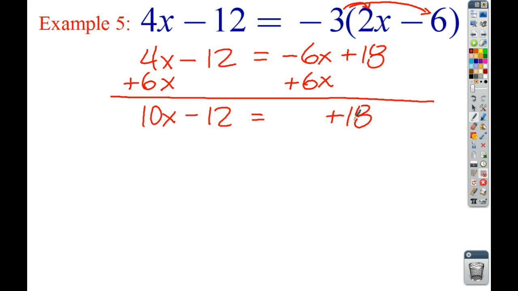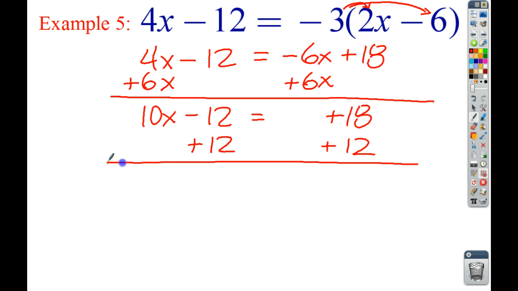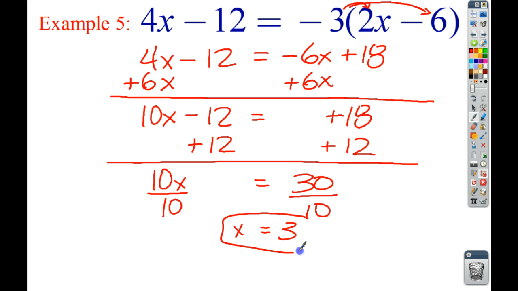All right, now I'm going to add 12 to both sides, and I get 10x is equal to 30. Divide by 10, and I get x is equal to 3.